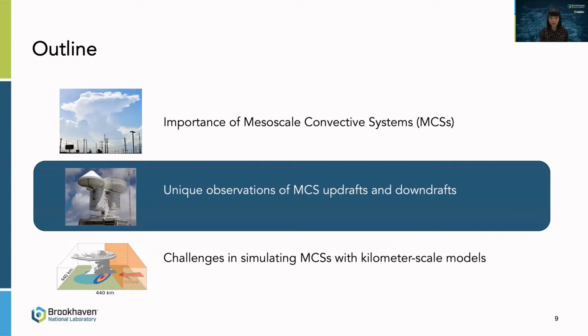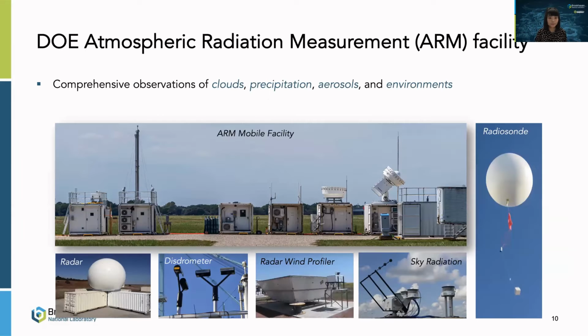So in the next section, I will talk about one of the observations that we've collected to study the MCS updrafts and downdrafts. Most of the observational data sets that we'll be using in this study are from the DOE Atmospheric Radiation Measurement, ARM, user facility. For those of you who are not that familiar with ARM, ARM is the largest and the most extensive climate research facility in the world.